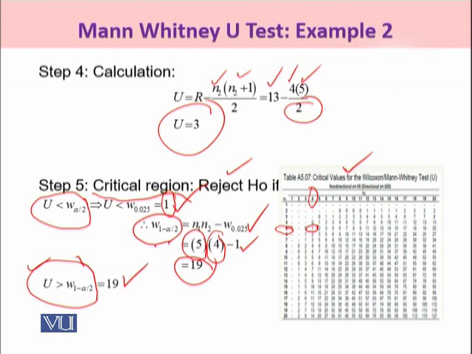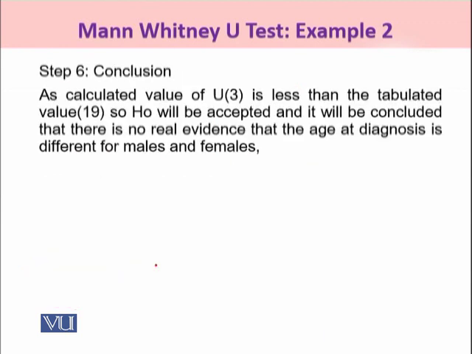Now students, you need to check whether this value of 3 meets certain criteria. For example, you need to check whether your calculated value is smaller than 1, or it is greater than 19. So students, the calculated value of U, which was 3, is less than the value 19. So H naught will be accepted. That means our calculated value, which was 3, does not fall in the rejection region.